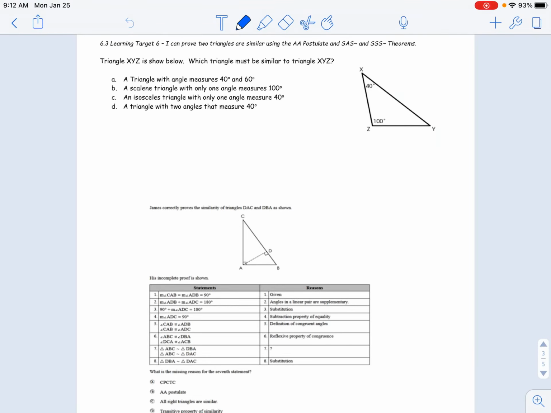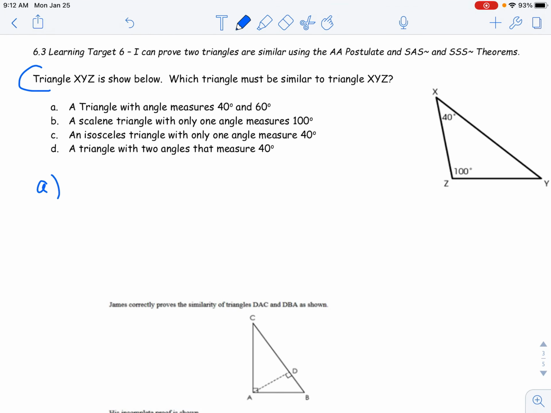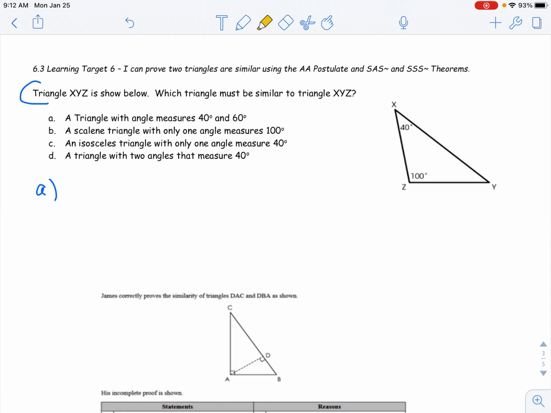Alright students, so next we've got some good, thorough challenge problems, and I really like these challenge problems. We're really going to push ourselves. So the first one is: triangle XYZ is shown. Which triangle must be similar to triangle XYZ? So let's look at A. We're just going to draw each example and see which of these examples is similar to this triangle over here.